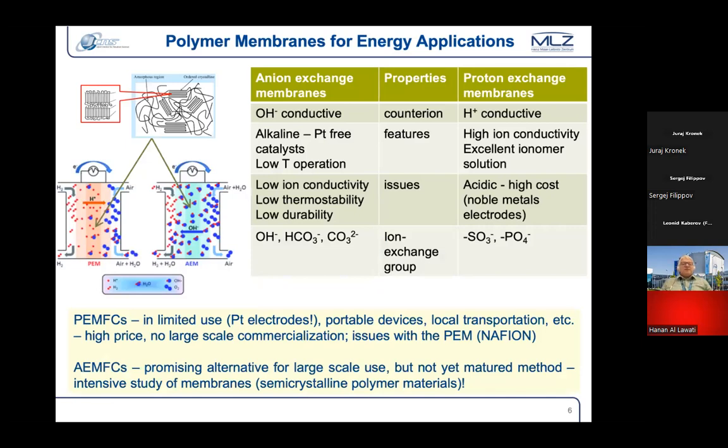Now, another example is from the polymer membranes used for energy applications. In fuel cells, we have proton exchange membrane and anion exchange membrane fuel cells, depending on the species which are conducted between the electrodes. The exchange membranes are also semi-crystalline polymers. Proton exchange membranes show a high ion conductivity, excellent ionic properties in solution. However, they work in acidic medium, so we need noble metals for electrodes, usually platinum. That's why proton exchange membrane fuel cells are in limited use for the moment.